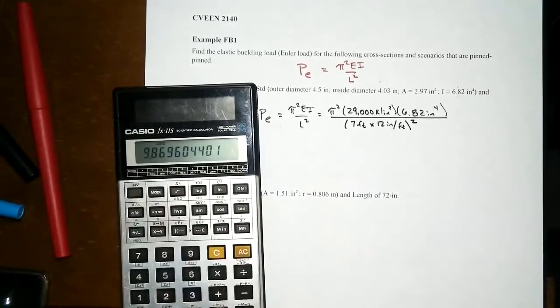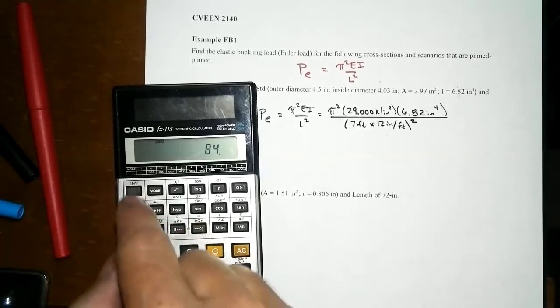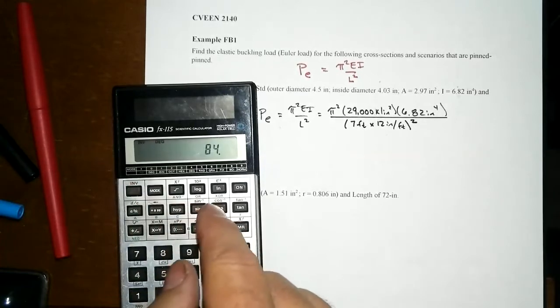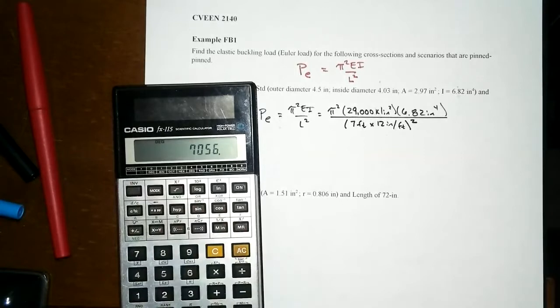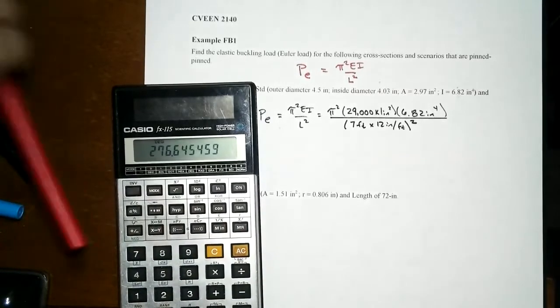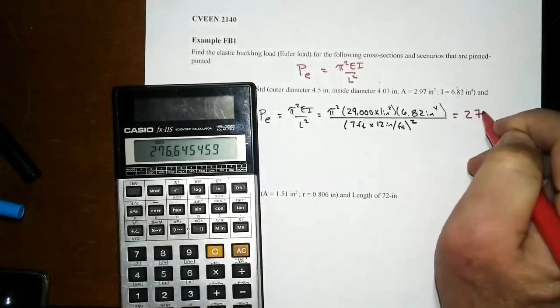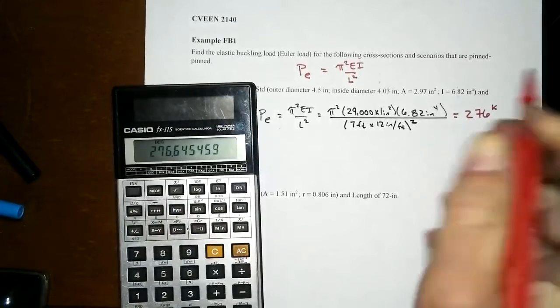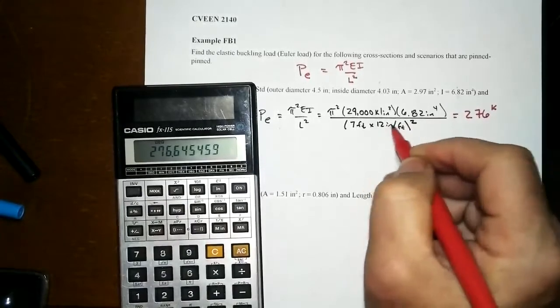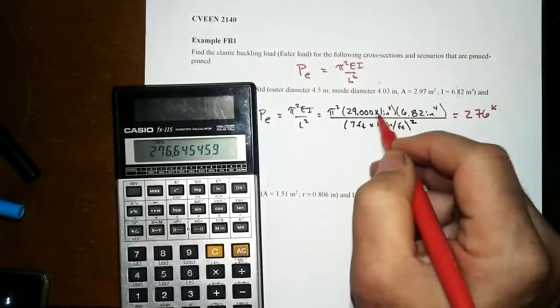So pi squared times 29,000 times 6.28 divided by 7 times 12, which will be 96, but, nope, it's not either, it's 84. And then that's squared. 8 times 12 would be 96. And we get a value that's, wow, enormous, 276 kips. We've got inches squared down here, we had kip inch squared up here, so the inch squared divided by the inch squared leaves us with just kips.